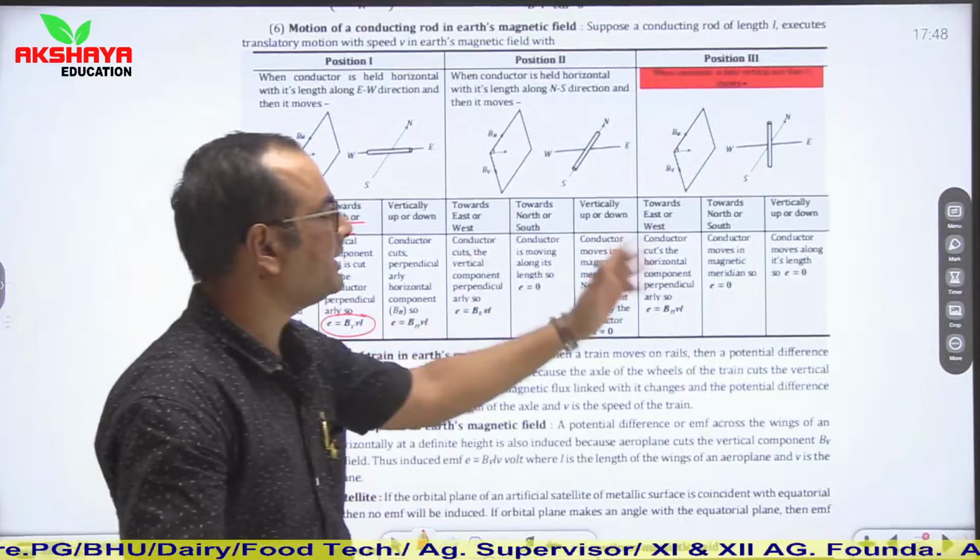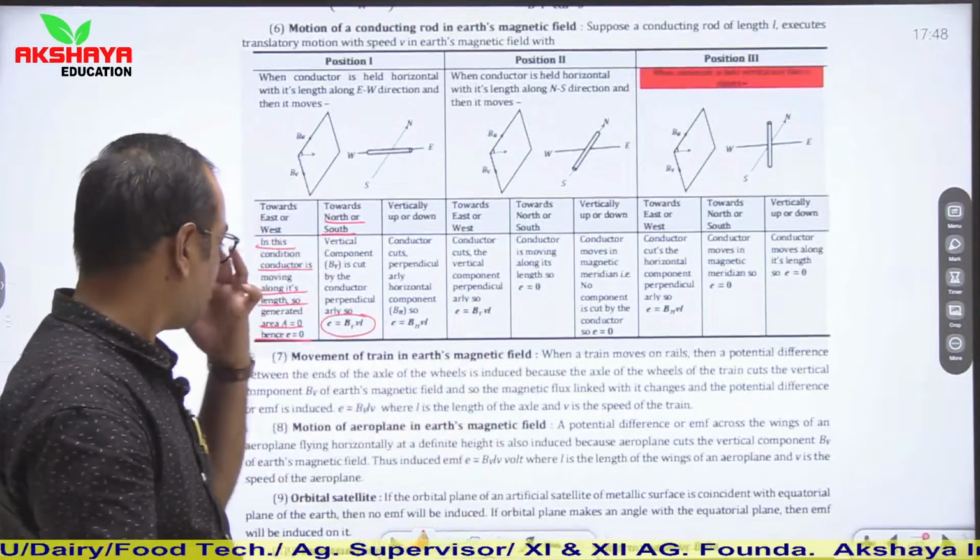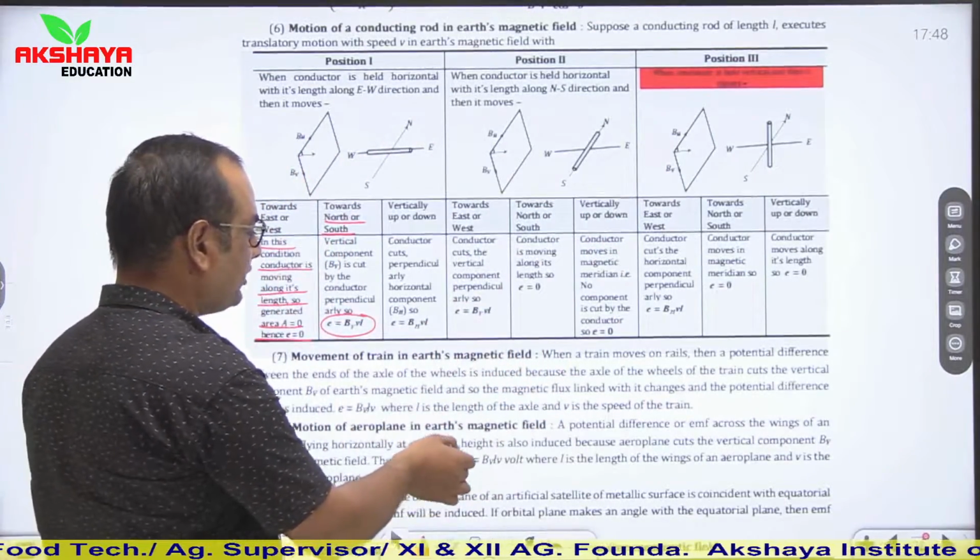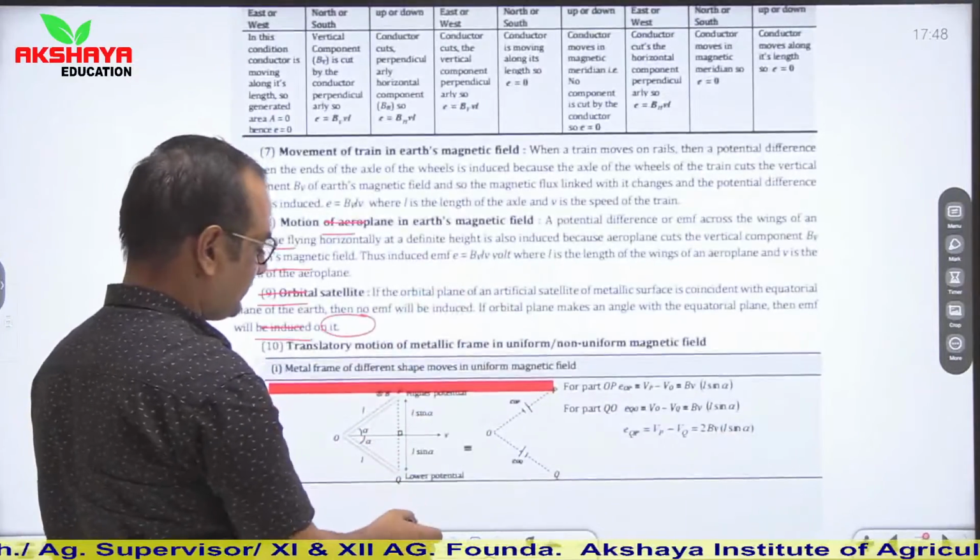Similarly, these three conditions are given. Now, movement of a train in Earth's magnetic field.